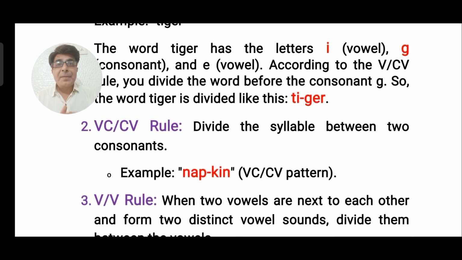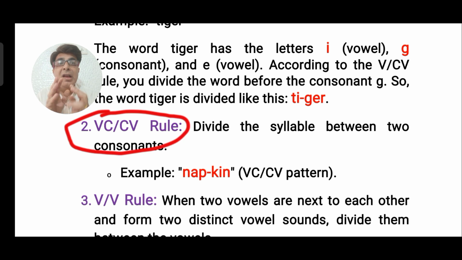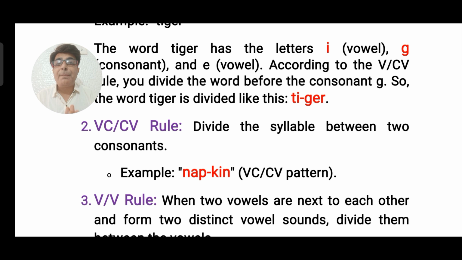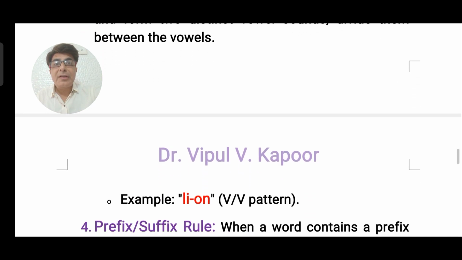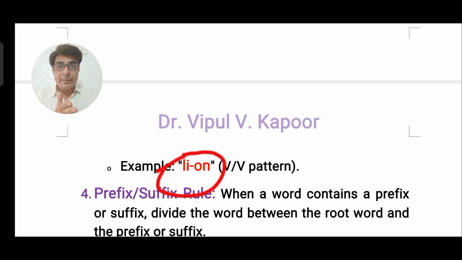In the same manner, there is another rule. You can divide the syllable between the two consonants. For example, napkin. Pa is a consonant and ka is also a consonant, but you can divide these two consonants and make two syllables out of one word, napkin. In the same manner, when two vowels are next to each other and form two distinct vowel sounds, you divide them between the vowels. For example, lion. The spelling is l-i-o-n. I is a vowel, o is a vowel, but you divide them into two.